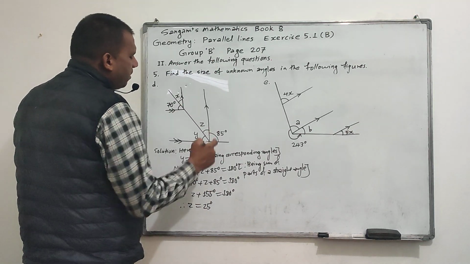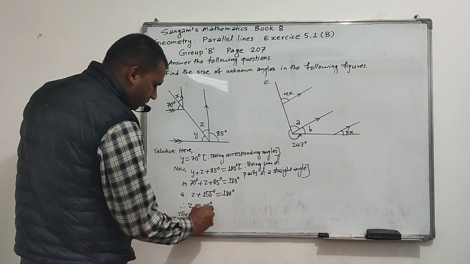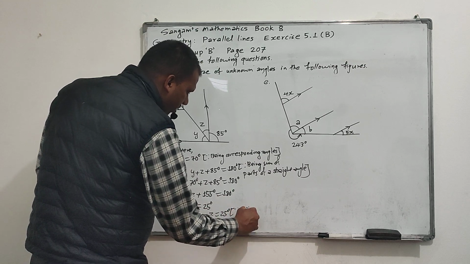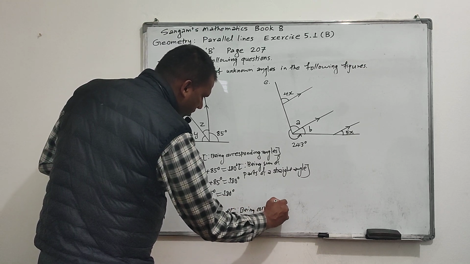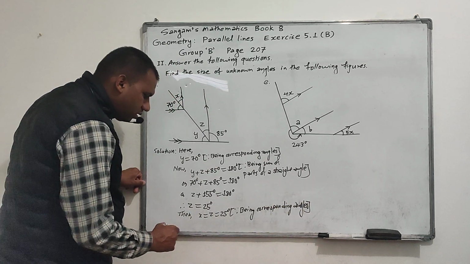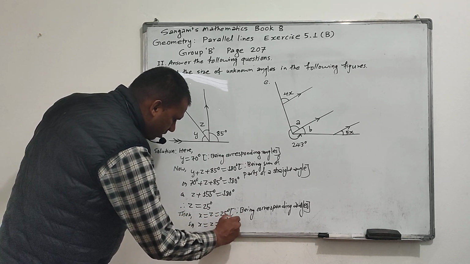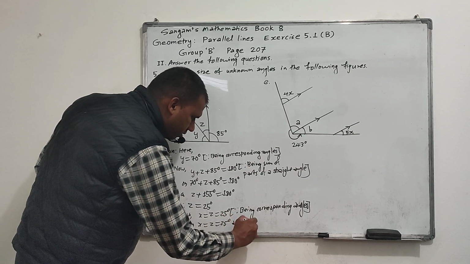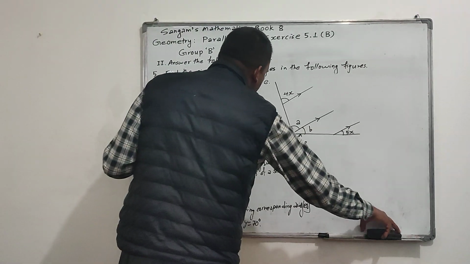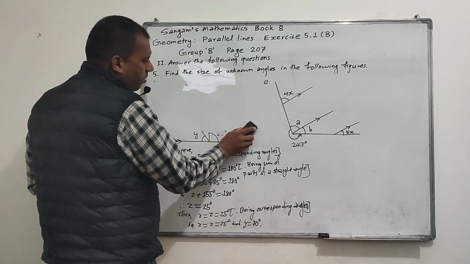X and Z are corresponding angles. Then we can write X equal to Z equal to 25 degree, because being corresponding angles. So X equal to Z equal to 25 degree and Y equal to 70 degree. This is the answer. Now next question E. Only you have to find the values of A, B and X from this figure.